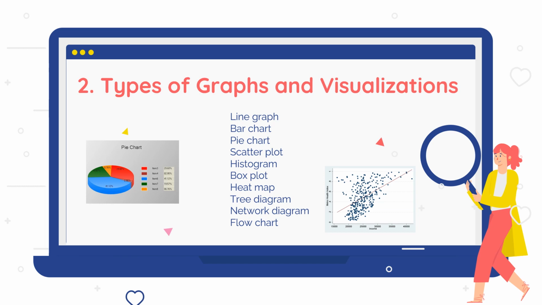More examples of types of graphs and visualization: histogram, box plot, heat map, tree map, network diagram, flowchart.